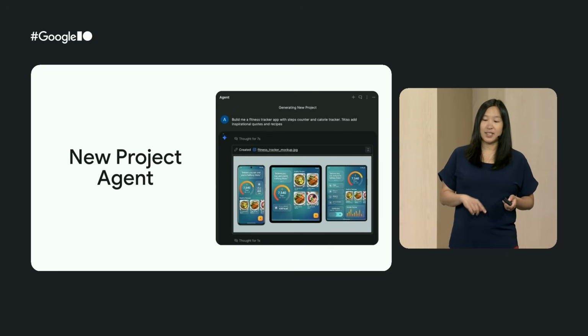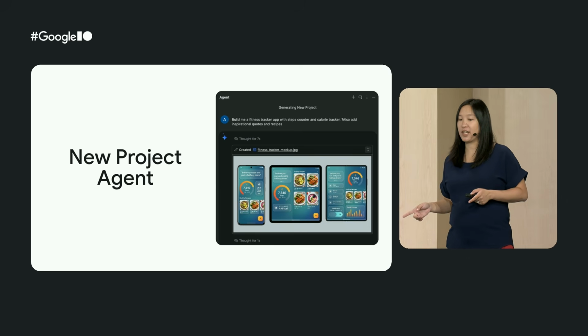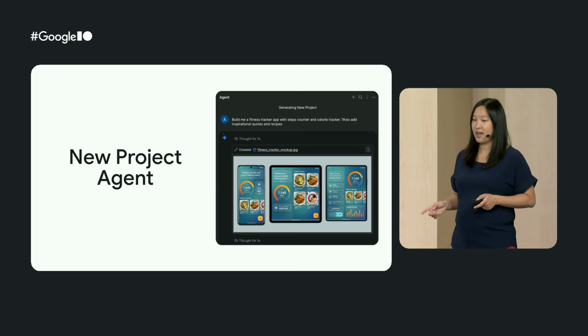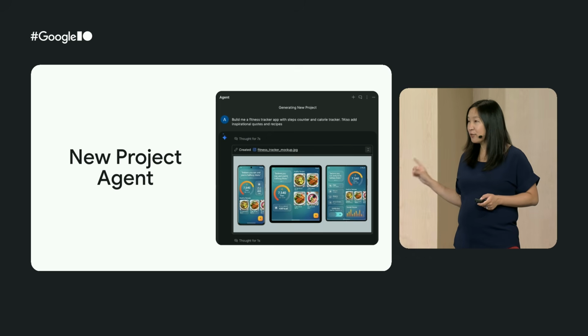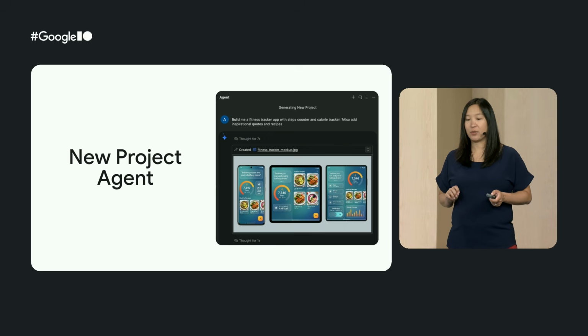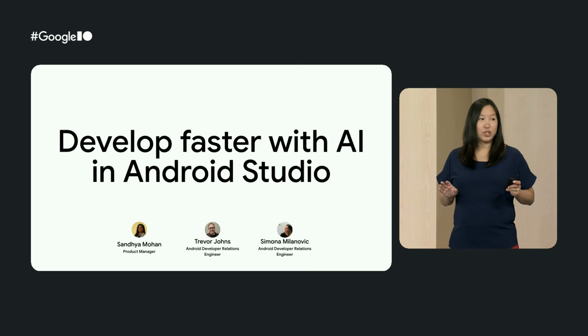Beyond updating your existing app, we've also introduced the new project agent starting in Android Studio Panda to help build a working app prototype with just a single prompt. Every new project created with this agent is now optimized to be adaptive. So that was just a quick overview.